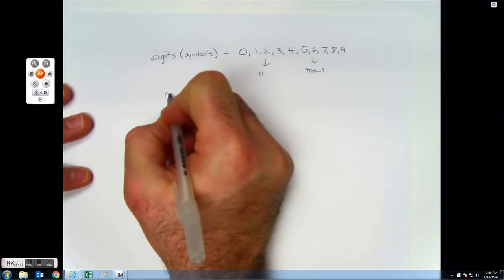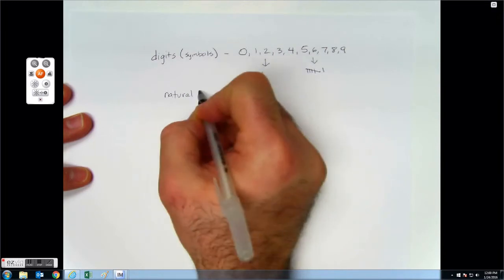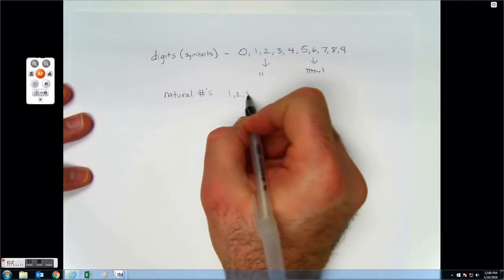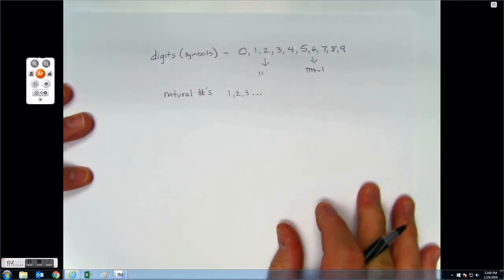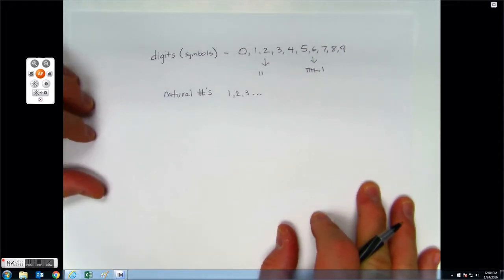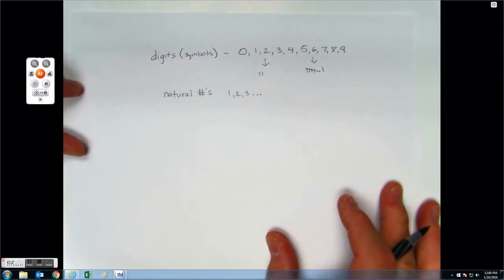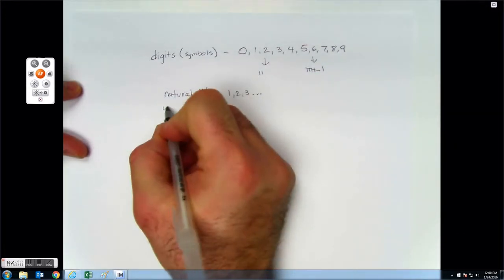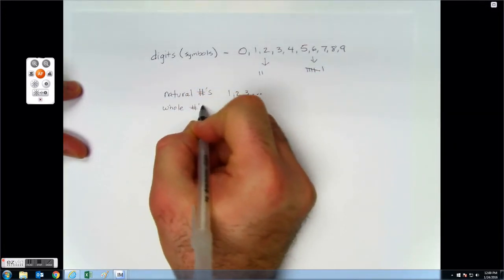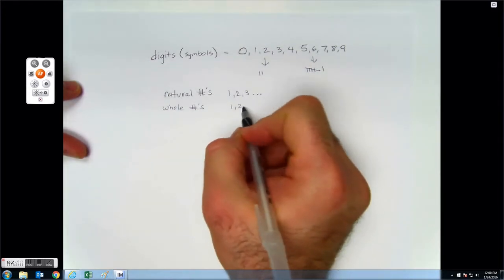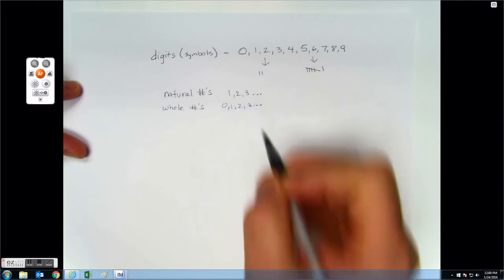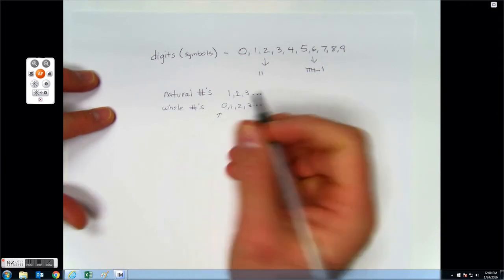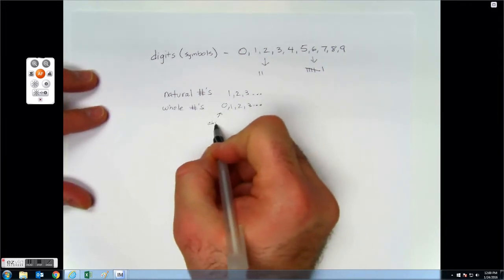I want to start with the base number system. The base number system are the natural numbers. The natural numbers are 1, 2, 3, and so on. These were the base numbers that we used in our system. They represented the quantities that we showed earlier, 1, 2, etc. The whole numbers actually build on this set. The whole numbers are the natural numbers plus 0. We added in our system this symbol here to represent the absence of a quantity.